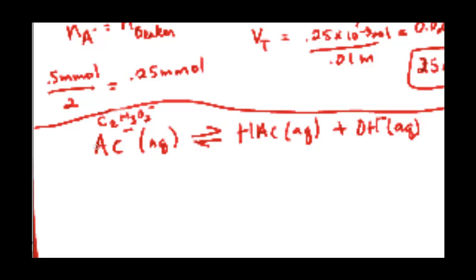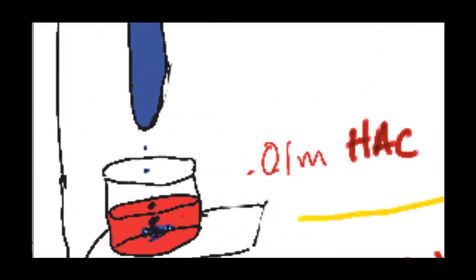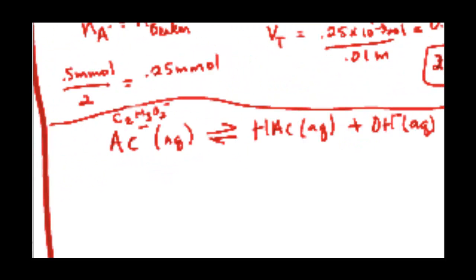Well, you have to realize where this originated from. Where did we get these Ac minus ions? Well, they came from the beaker, from the acetic acid that we had in here. So the moles of your acetic acid will be the same as your moles for your acetate ion. In other words, we have 0.5 millimoles of the acetate ion if all of the acetic acid is neutralized.